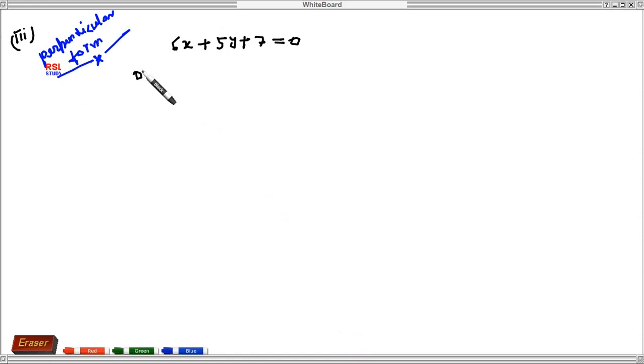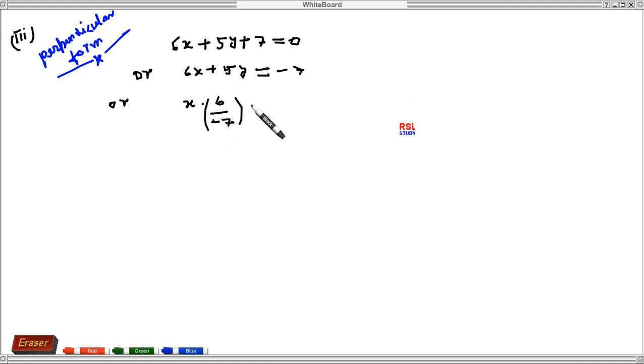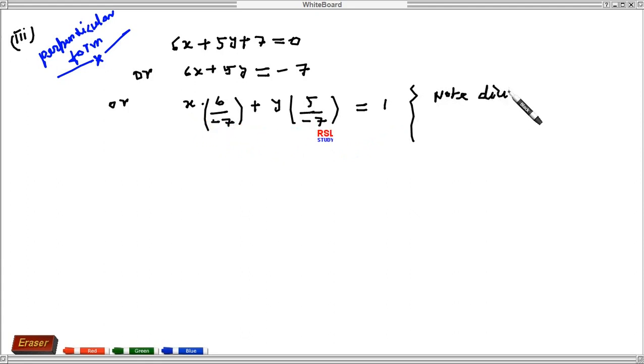Now the third part is the perpendicular form. We have to convert this equation into the perpendicular form, which is nothing but x cos alpha plus y sin alpha equal to p. So firstly we'll shift this in this direction, and this is minus 7. Dividing by minus 7 on both sides will get 1. So this is the form of x cos alpha plus y sin alpha equal to p.